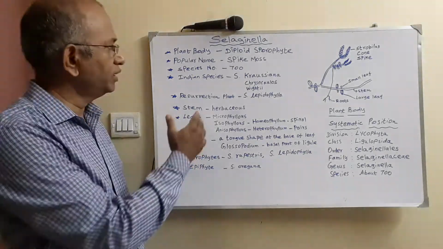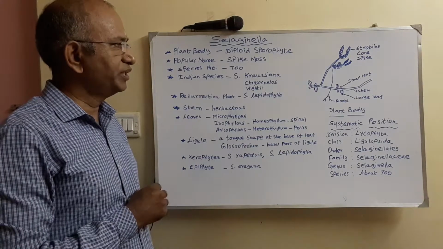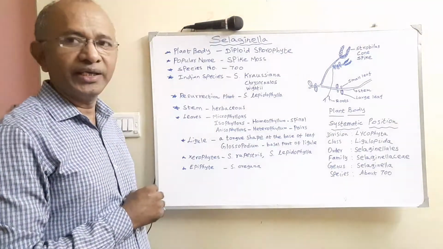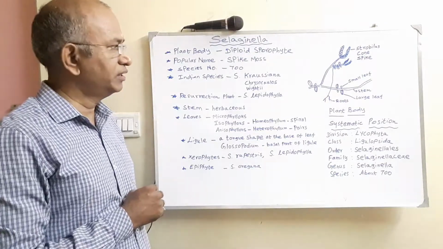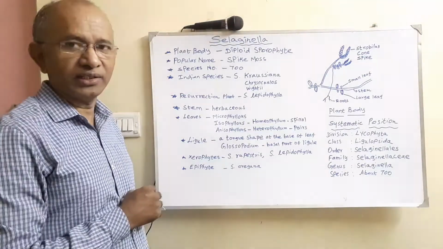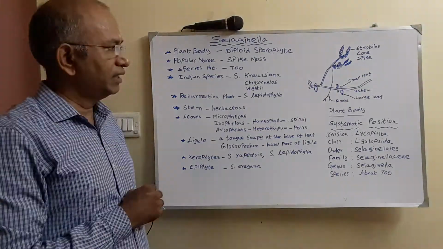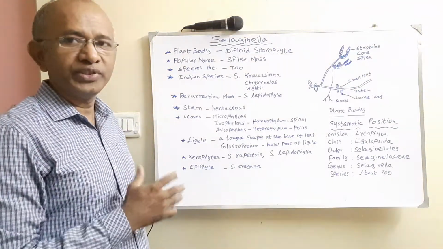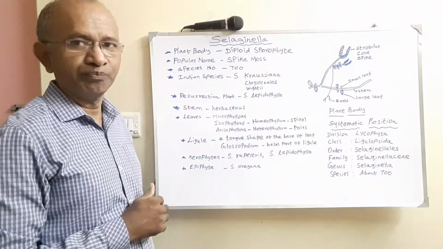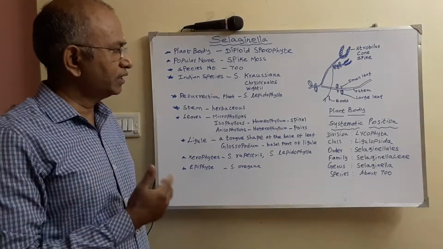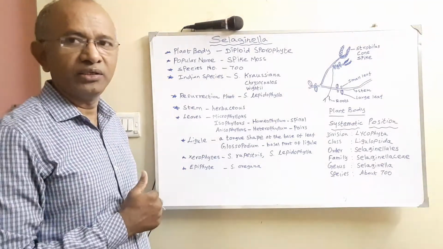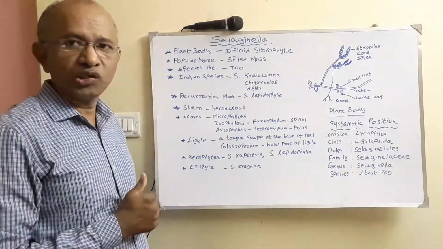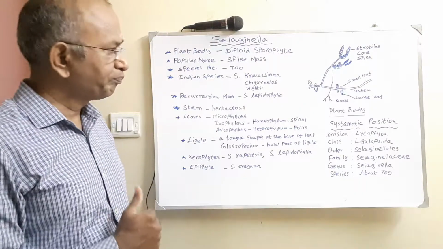Say, for example, Selaginella kraussiana, Selaginella chrysocaulos, and Selaginella wightii. So these three species are very common in India. But apart from this, there are other species like Lepidophylla also present. There are many species, around 700, identified so far.